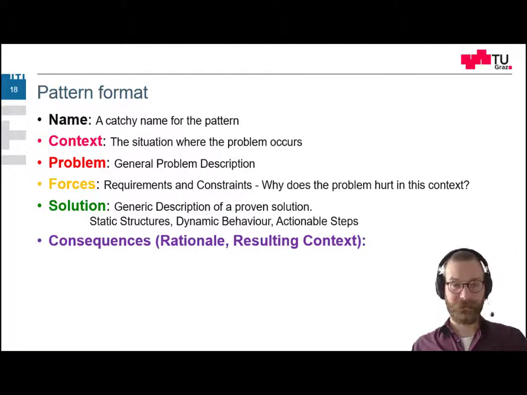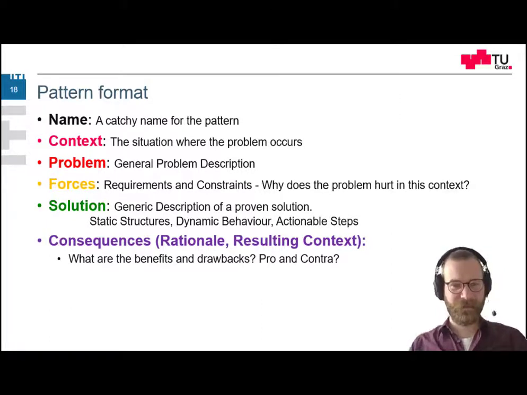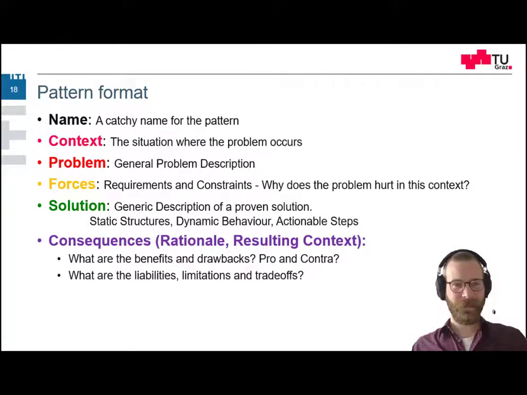And then there are always consequences, but they are called somehow differently depending on which pattern format you use. Sometimes they're called rationale, sometimes they're called the resulting context. But what they describe are the benefits and drawbacks. So after applying the pattern, what are the things which still aren't solved, or are there some new problems which I should care about? What are my liabilities? What are the limitations and trade-offs by using this pattern? Sometimes, after applying a pattern, I have a very flexible software architecture, but the software is really, really slow and is very complicated to read.